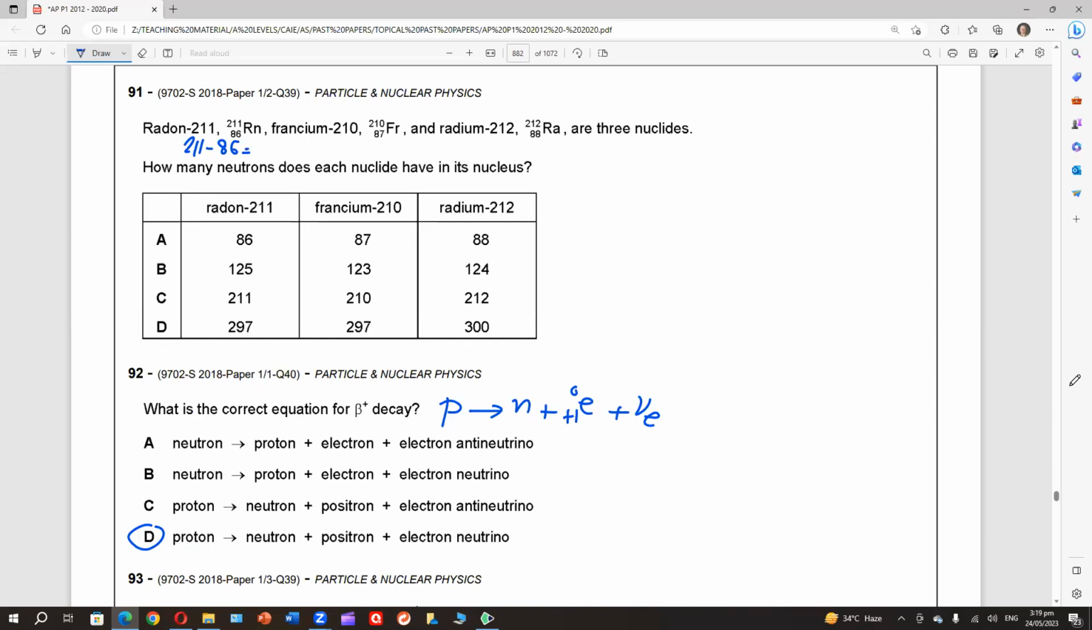Have you subtracted it? Yes, because 211 minus 86 is 125. 210 minus 87 is 123. And the last one is coming 124. So D. The first is coming 125, second is coming 123, and 124. Yes.